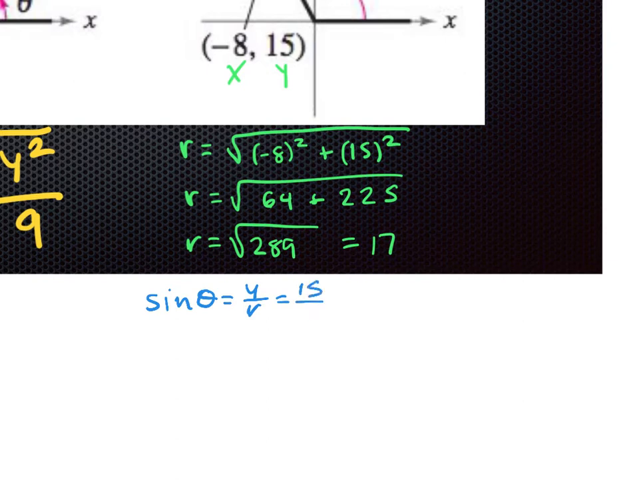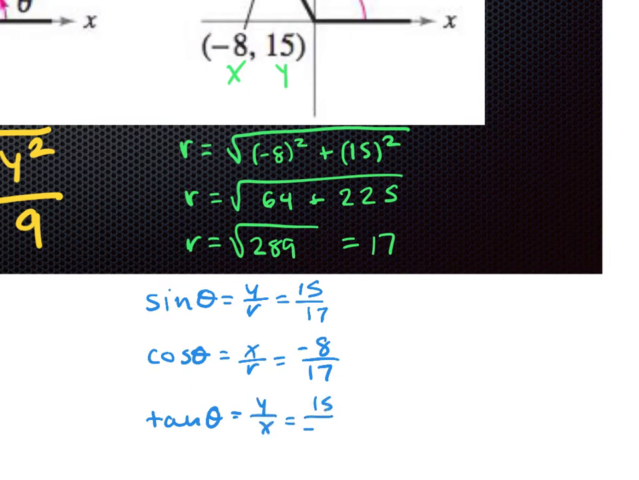15 over 17. What would cosine of theta be? Negative 8 over 17. What about tangent of theta? 15 over negative 8.